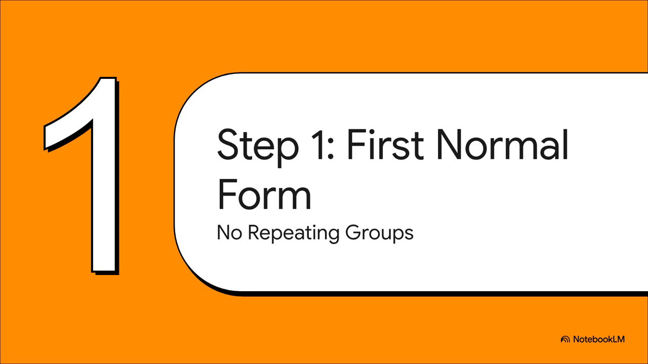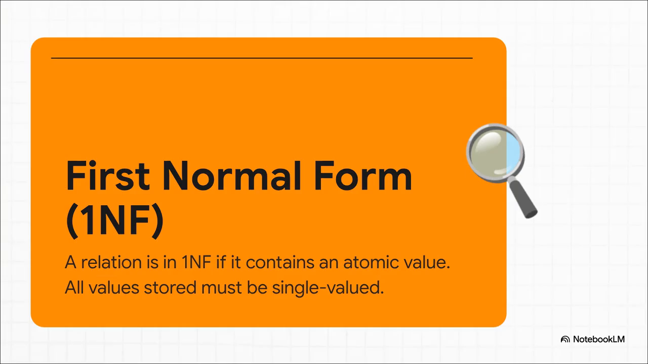Okay, so where do we even begin? Well, this whole tidying up process happens in stages or forms. Let's start our journey with the very first and maybe the most fundamental rule of all. And that brings us to the first normal form, or 1NF. Honestly, the rule couldn't be simpler. Every single cell in your table can only hold one single piece of information. That's it. When you hear the word atomic, just think indivisible. It can't be broken down any further. One cell, one value. That's the whole rule.